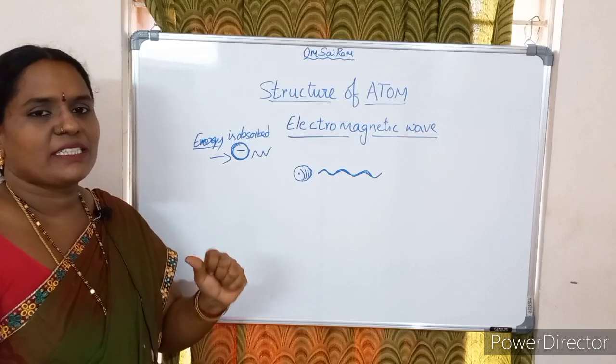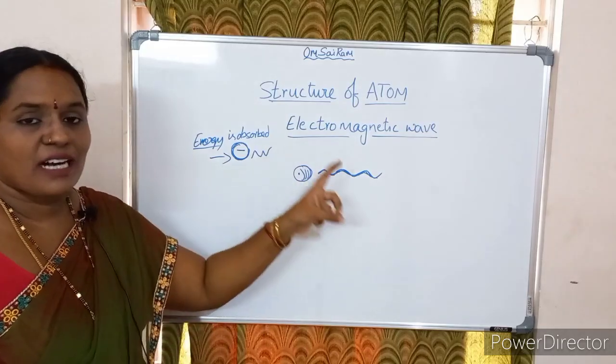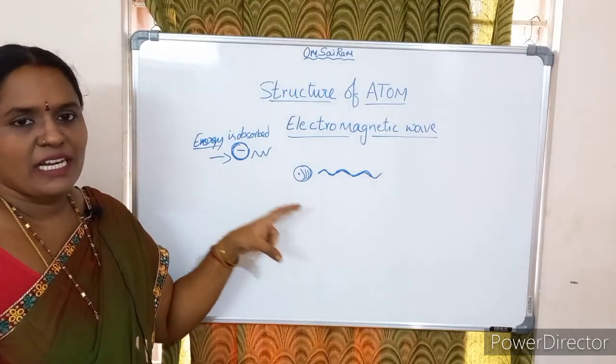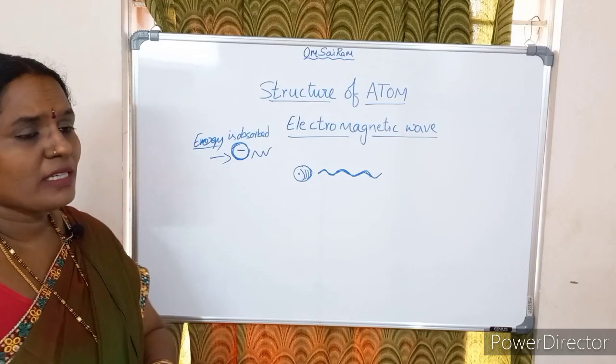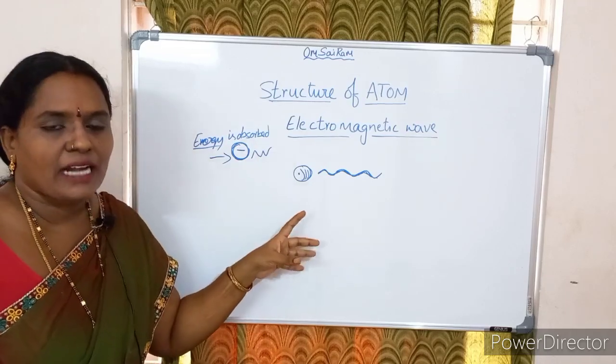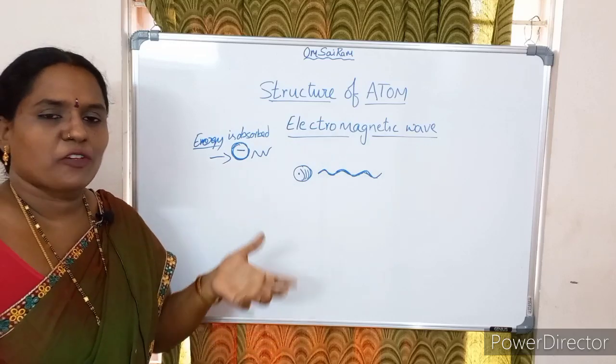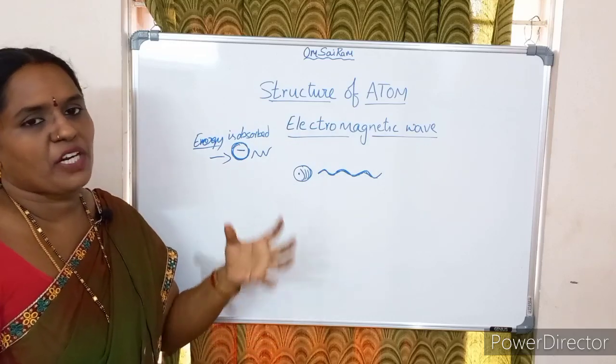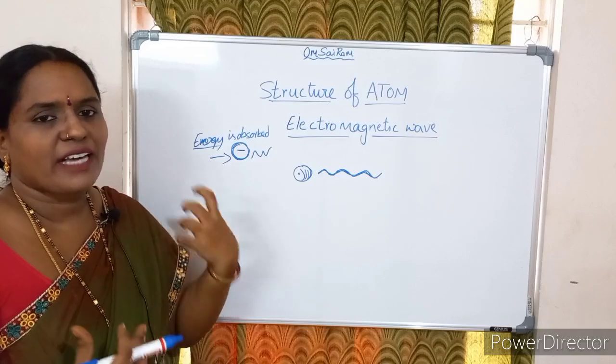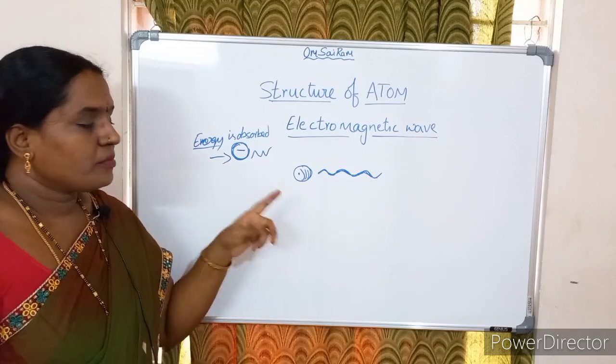This is the reason for the emission of colored lights from the elements. Those colored lights are called electromagnetic waves. The sun also produces electromagnetic waves. Similarly, different compounds produce different colored electromagnetic waves.